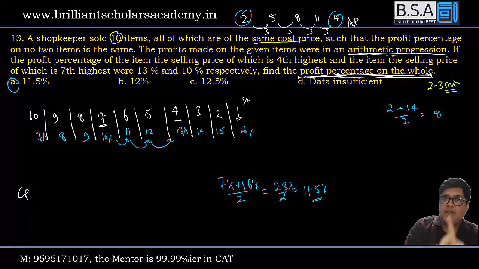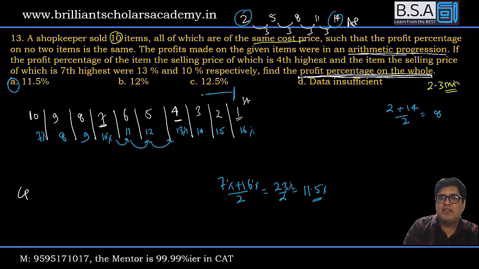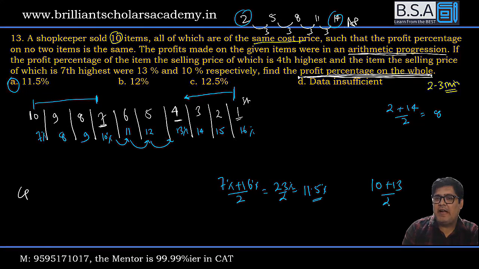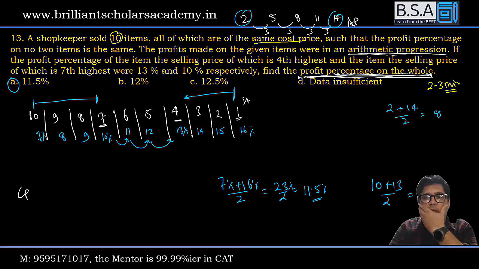Listen to this. This is the fourth number from beginning. This is the fourth number from ending. So इनका भी जो average होगा, that will be also equal to the overall average. Terms which are equidistant from beginning and ending. If there is no middle number, then you have to take the average of the two adjacent values. If there is a middle number, that is the average.